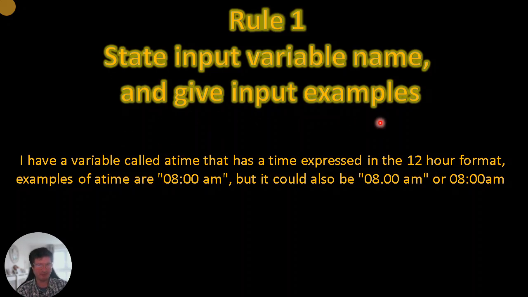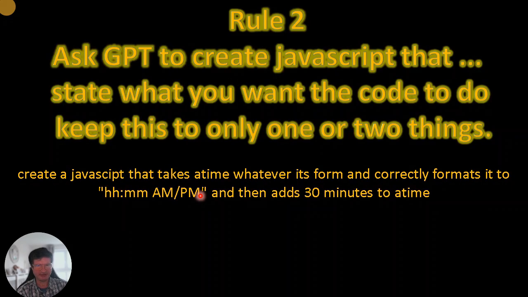So here there could be some variation that the person types in. They could type it in 0:00 AM, or they could type it in with a full stop instead, or they might even type it in without a space between the number and the AM. We can get ChatGPT to deal with all of those just by putting this now.